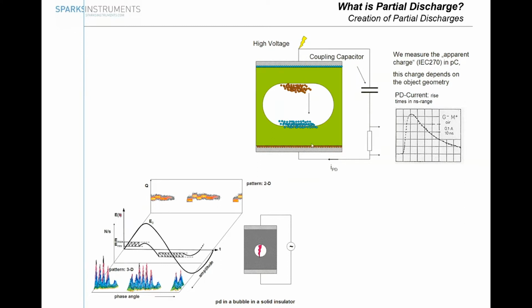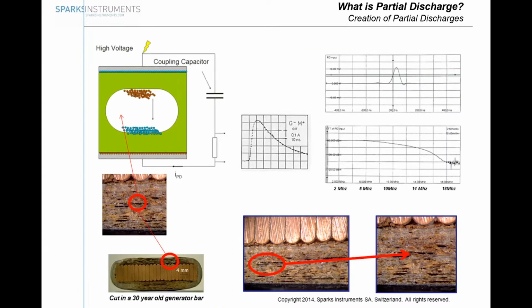These discharges are tiny current pulses, high frequency current pulses with rise times of a few nanoseconds, and magnitudes between a few hundred microamps and milliamps. So basically we have a very high frequency spectrum, as we can see here.